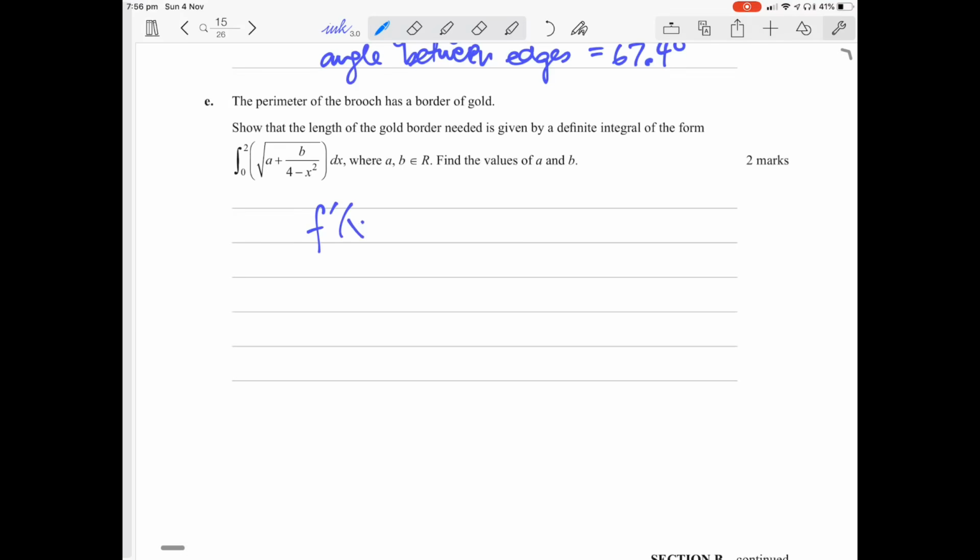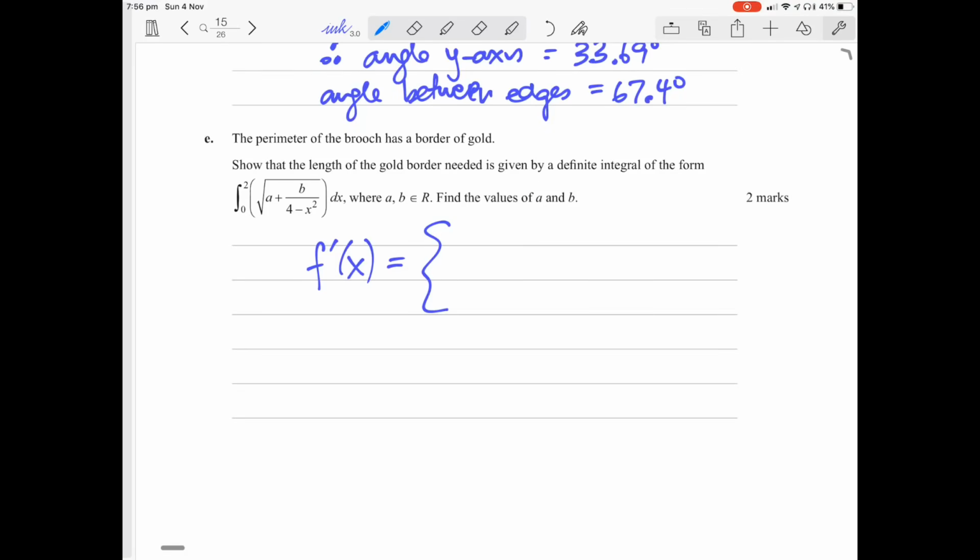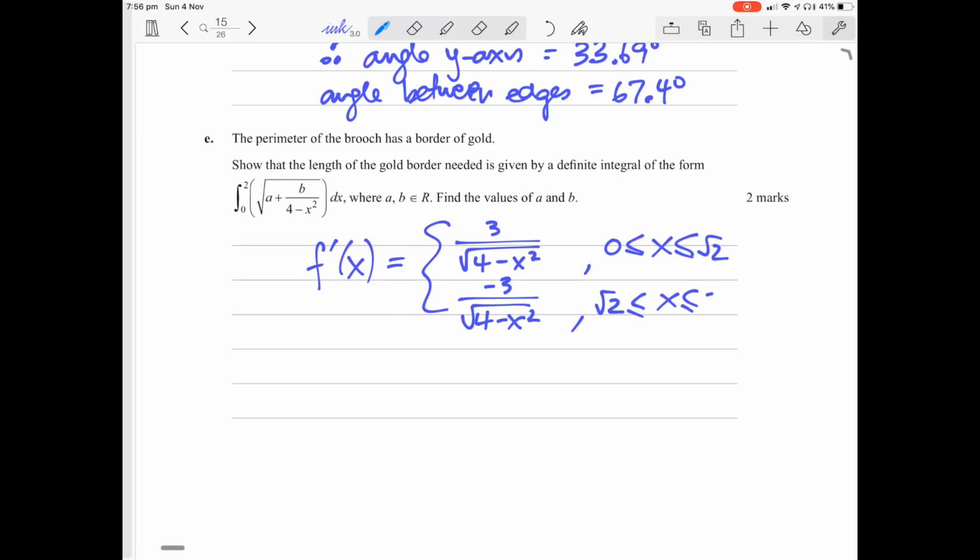So f dash of x is going to be, so 3 sine inverse x on 2. When I derive that, that's going to be 4 on 4 minus x squared, between 0, and then we can't really say root 2 because it's not defined at that endpoint, but we'll say that anyway. The other one, arc cos, so it's going to be negative 3 on root 4 minus x squared, for root 2 is less than or equal to x, which is less than or equal to 2.